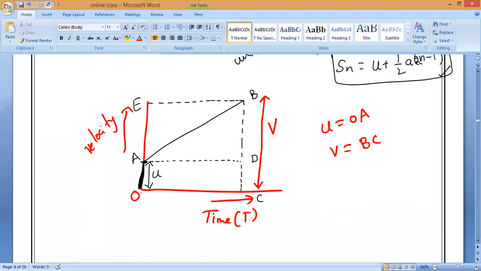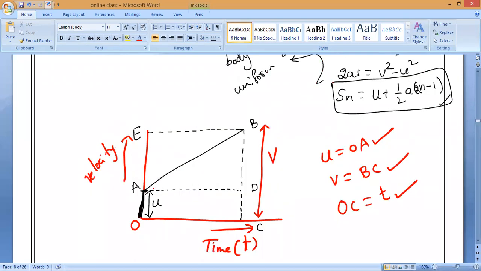Now you tell me, what is the time period? The time period is OC. Do you understand, everyone? Can you understand this terminology? Initial velocity is OA, final velocity is BC, and OC is the time period. Any doubt?